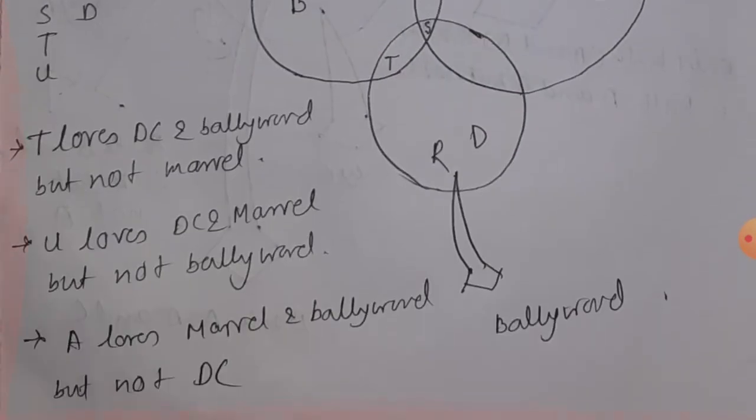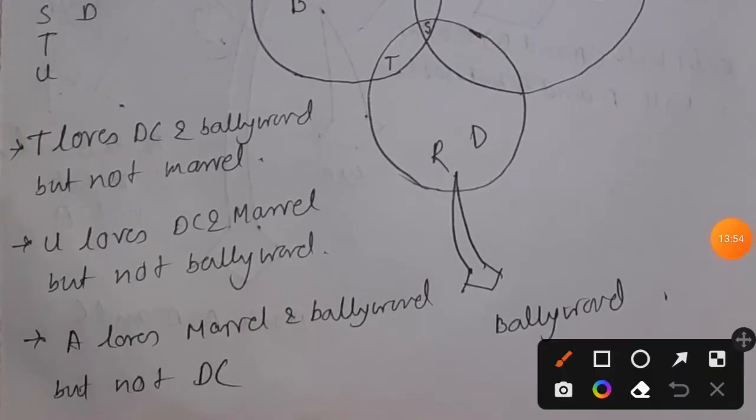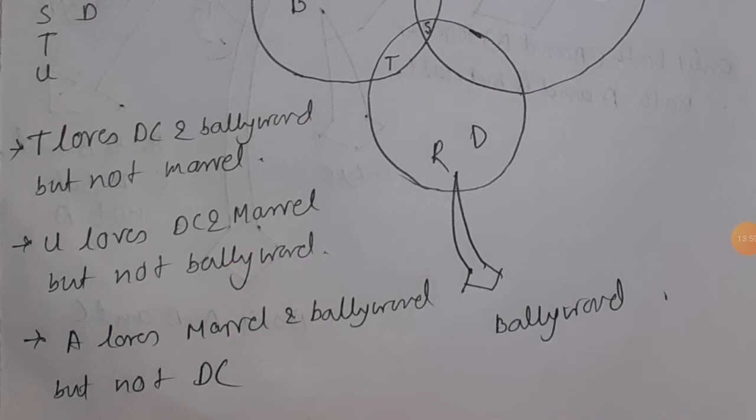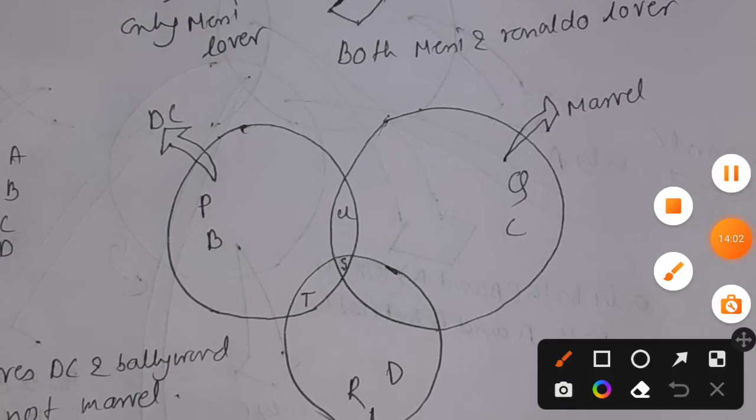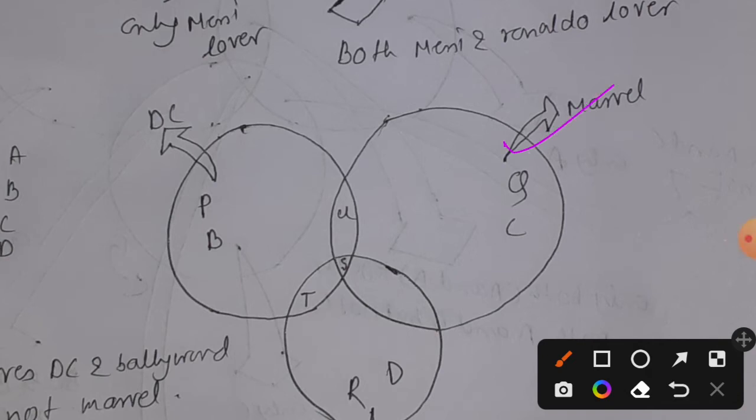Okay, similarly, then I have again asked A. So A told me that he loves Marvel and Bollywood but not DC. So for A, I have to find out such a place which is available for Marvel and available for Bollywood but not for DC. So that part. So here there will be A. Okay, clear?